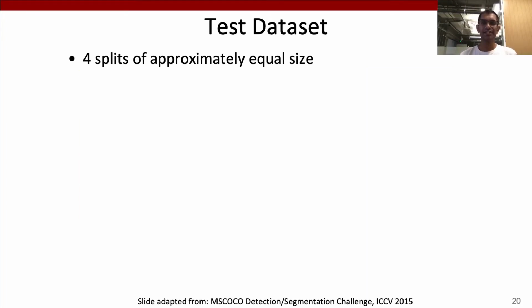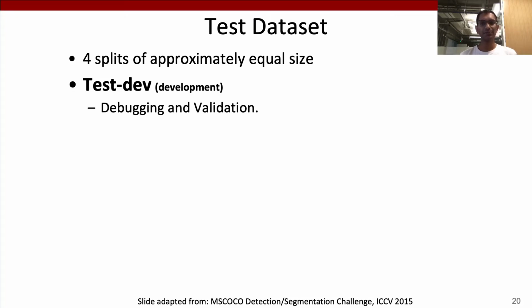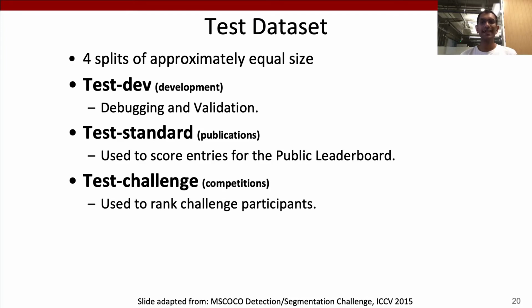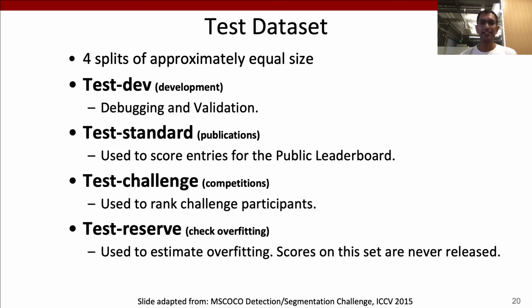The test set is divided into 4 splits of approximately equal size. The test dev split is for the purpose of debugging and validation. The test standard split is for the public leaderboard. It has a limit of 5 submissions and a maximum of 1 submission per day. This set is also meant for reporting numbers in publications and comparing with other methods. Test challenge is the split used to decide the ranking of the challenge participants. And the test reserve split is used for making sure that there is no overfitting. Scores on this split are never released.